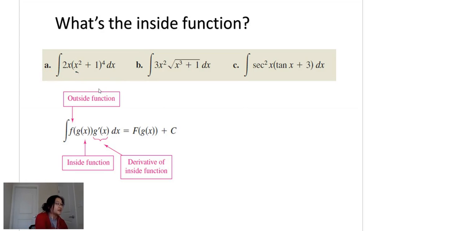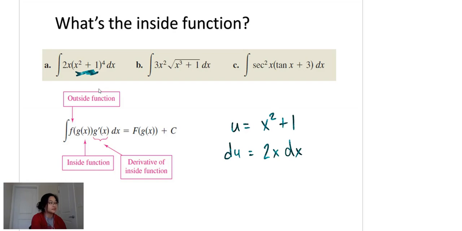So for A, the inside function is this x squared plus 1. So that means that u is x squared plus 1. So du is 2x dx. So that means that this 2x dx, that is du.